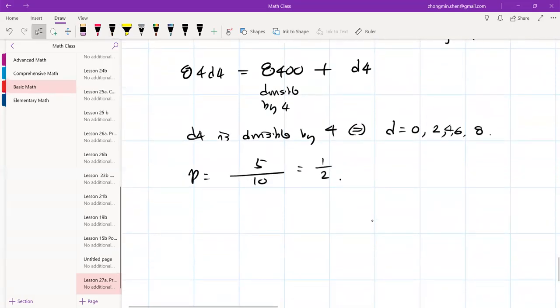You have 10 digits to choose, and only 5 of them can make it divisible by 4.